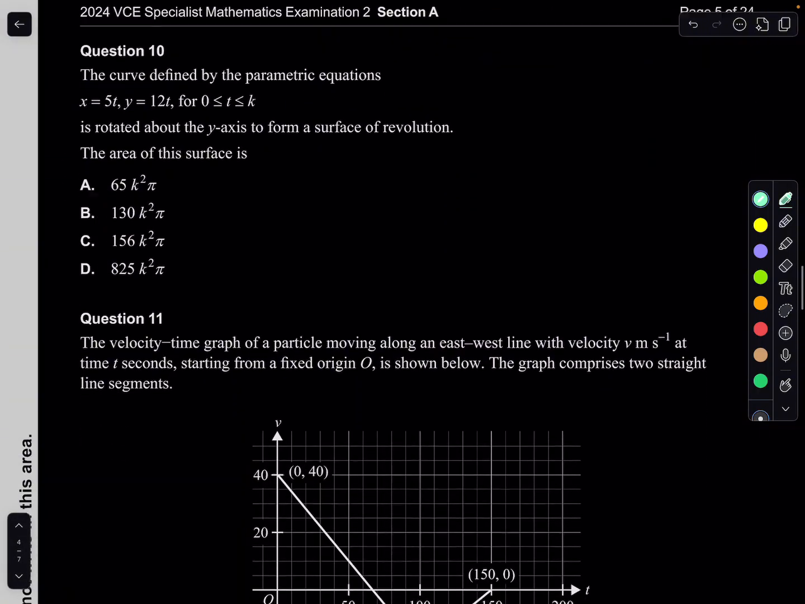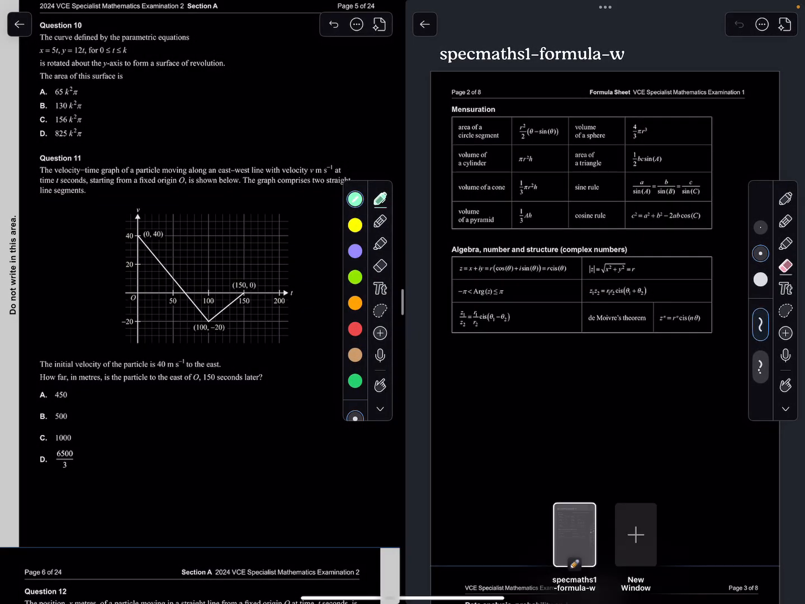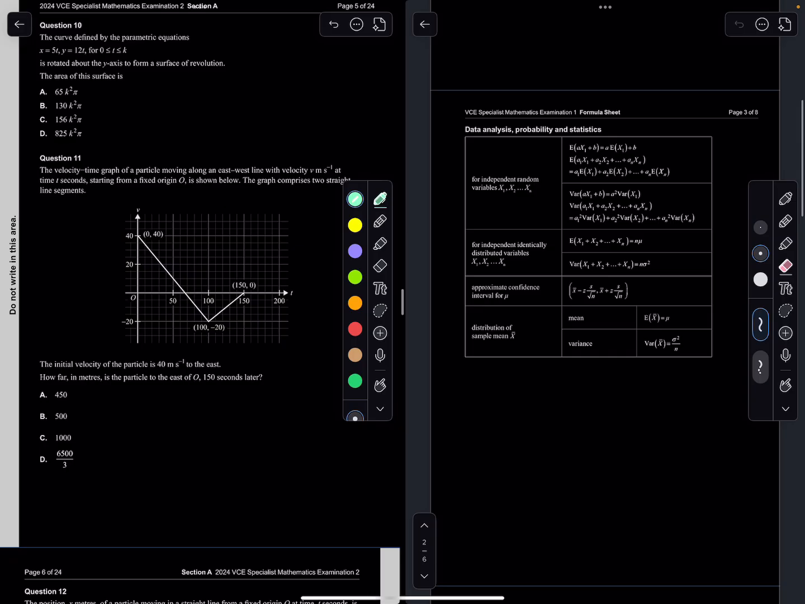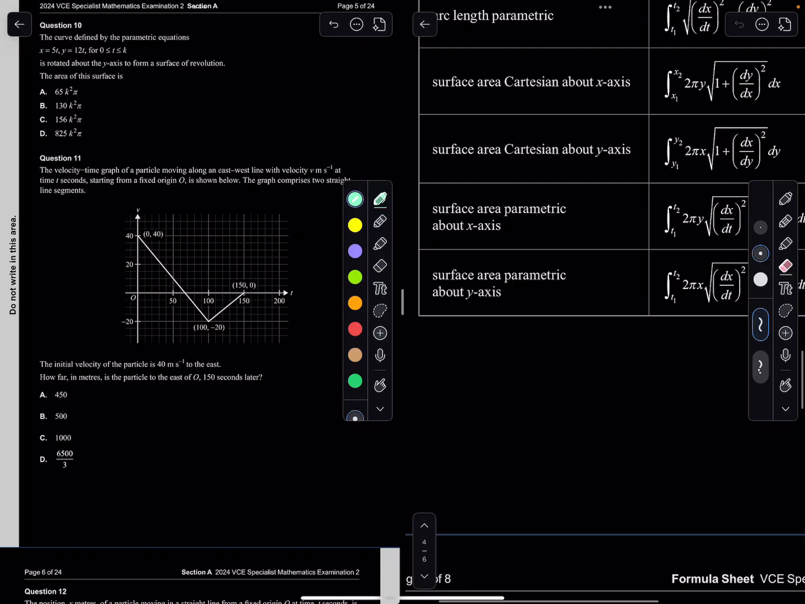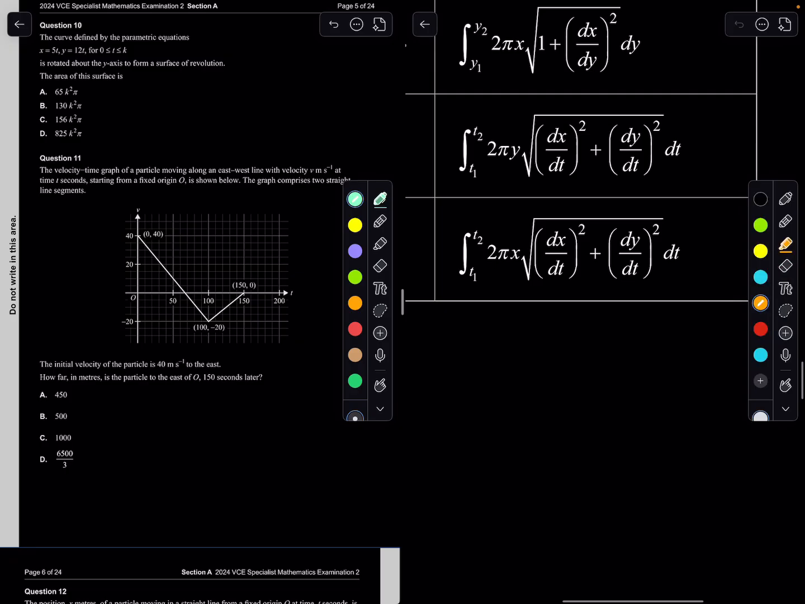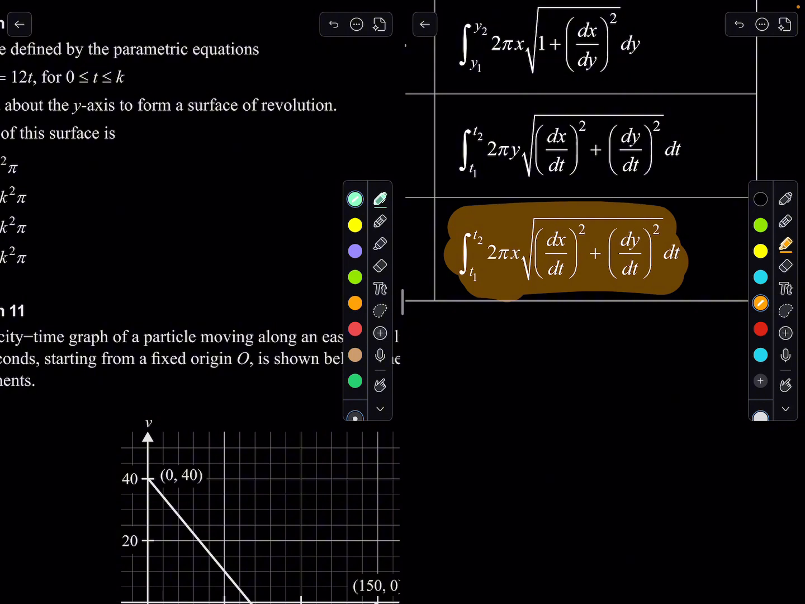Next question. Question 10. The curve defined by this parametric equation x equals 5t, y equals 12t from 0 to k is rotated about the y-axis to form a surface of revolution. The area of this surface is what? A really nice question. So you can just look at your formula sheet. It's a parametric equation, by the way. So we're going to go down to surface area, and where was it rotated? About the y-axis. So we're going to be looking at this one over here. Let's highlight that, and let's write that formula down here, and we'll use that.